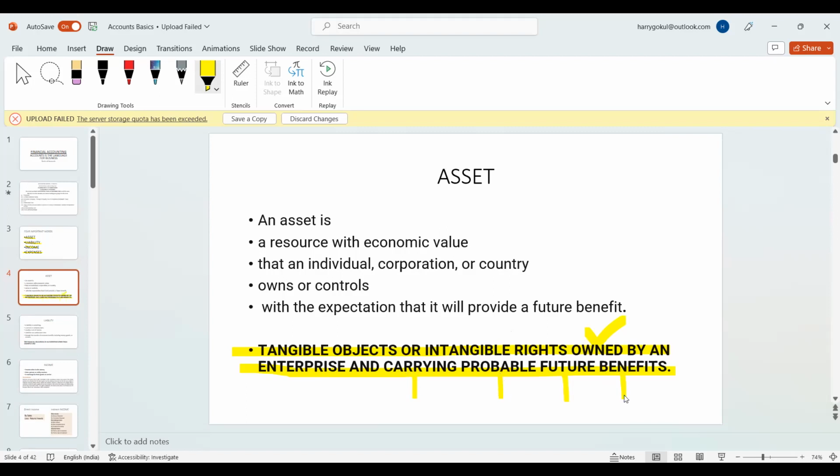If I'm owning a land, I can construct a factory so that I can run my business, so I can earn a probable future benefit. I can lease the land and earn some sort of revenue, or I can even give it to a petrol bunk and they will pay me rent. Those are the things that come under carrying probable future benefits.